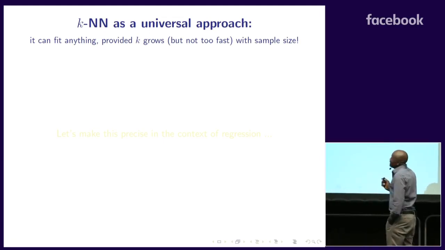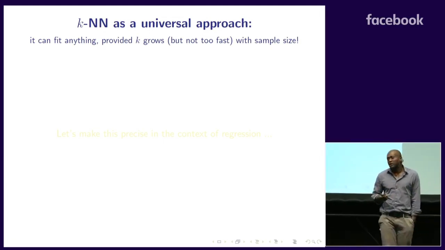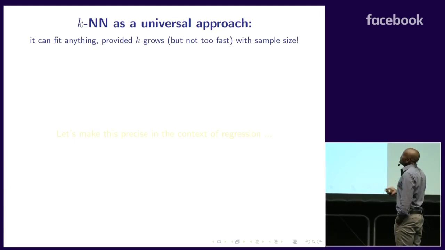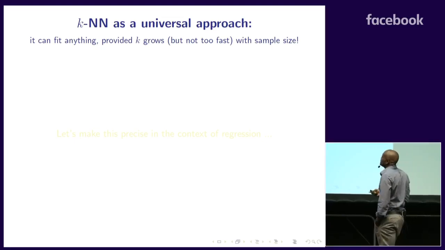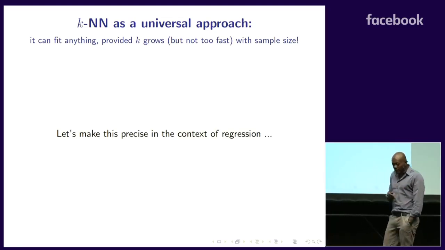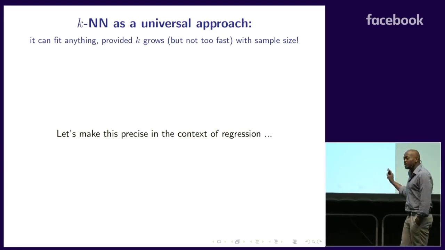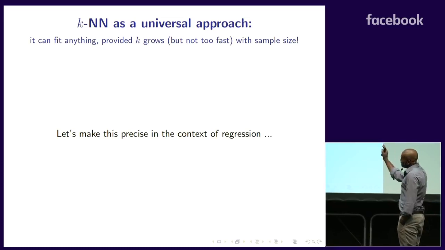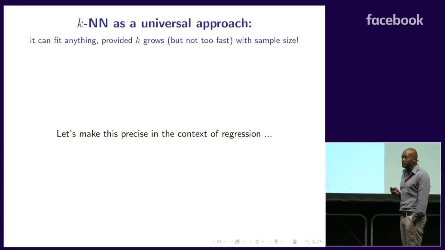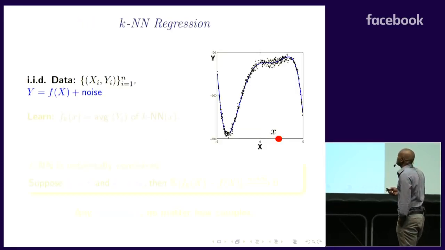So KNN, as a universal approach, can fit anything, provided that you let the number of nearest neighbors grow, but not too fast with sample size. So as the sample size increases, you have to let the number of nearest neighbors grow, but not too fast. And I'll become a bit more precise soon. To make it more precise, I'll just take the case of regression. However, much of the intuition will be true for classification also, and for density estimation and such.